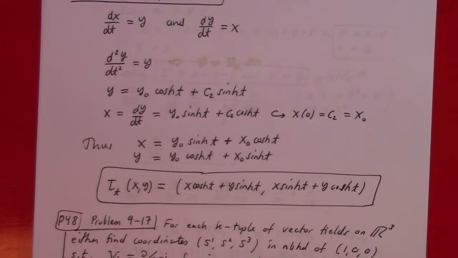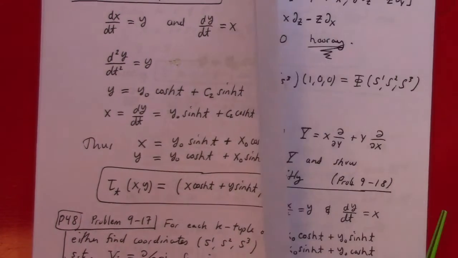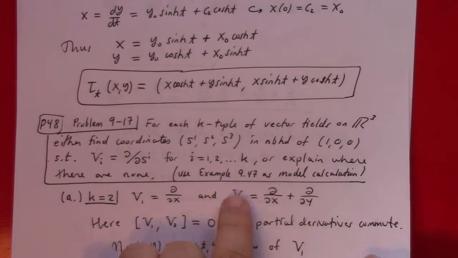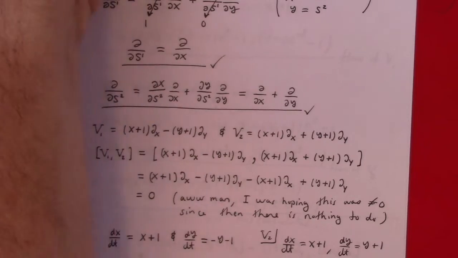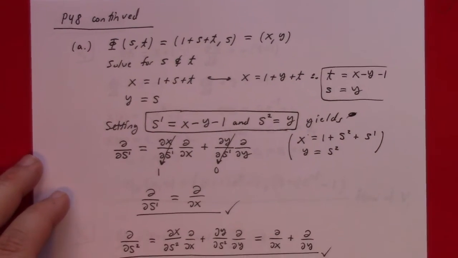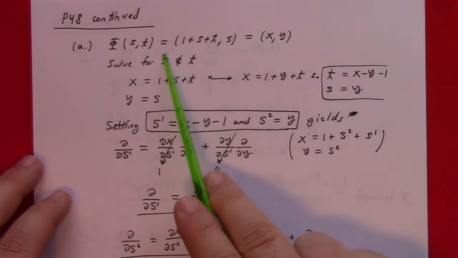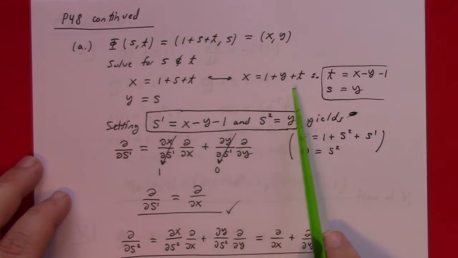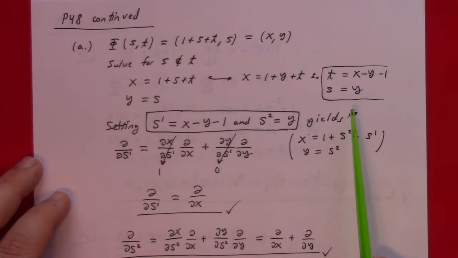So that's pretty neat. And I'm just following the book method, example 9.47 in the book. I'm using that to come up with a solution here. So, all right, continued. So that was my phi of x, y. Now I solve for s and t. I get t is equal to that, s is equal to that.